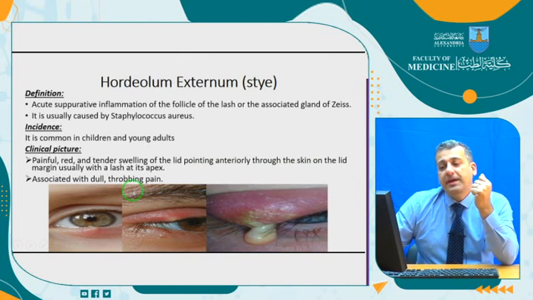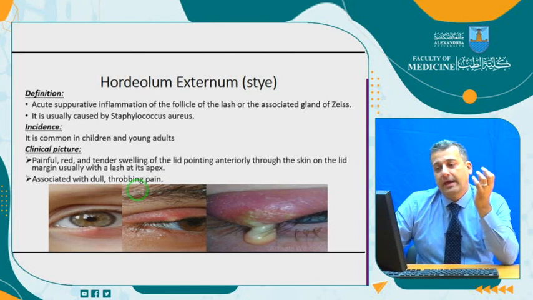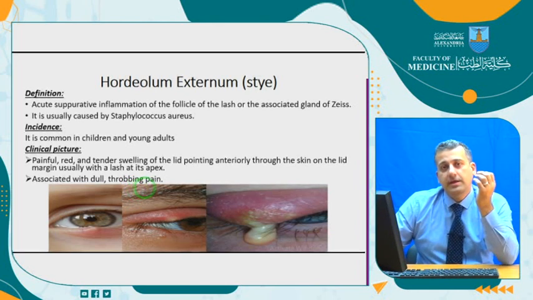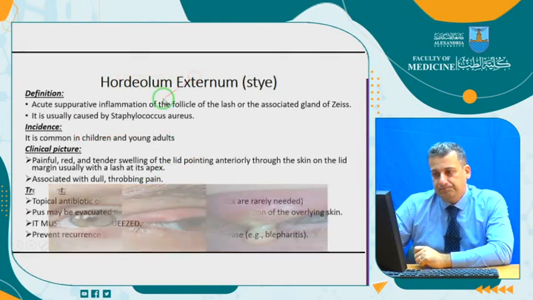It can point anteriorly through the skin on the lid margin, usually around the lash. The pain is usually a dull, throbbing pain. So there is redness, there is hotness, there is pain, and there is swelling. This is the sign of an acute inflammatory process in the follicle or the hair lash present in the eyelid. This is called hordeolum externum.